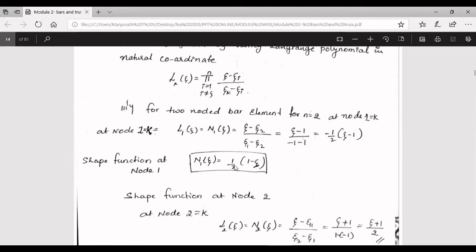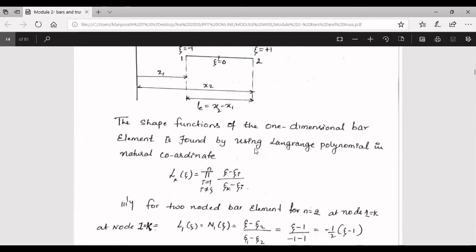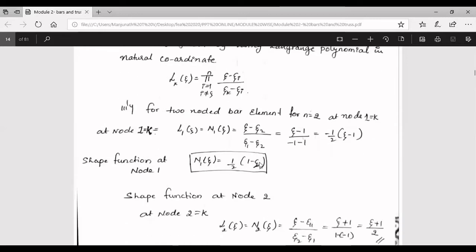So this gives the shape function at node number 1 by using the Lagrange's interpolation function. This is the same equation we got in the natural and also in the global coordinate system.